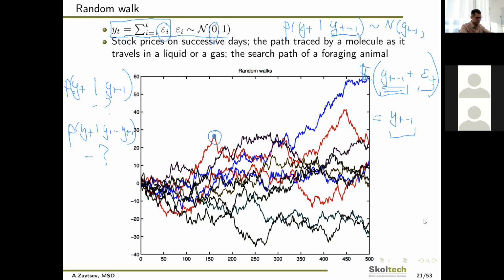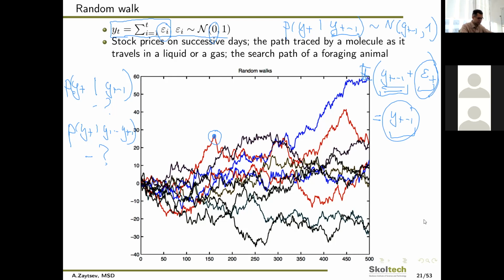One. Why? Because the variance of yt minus 1 plus epsilon t is zero plus the variance of epsilon t. Yes, they're independent, and also yt minus 1 is not a random variable, so it has zero variance. So what remains is the variance of epsilon t. Thank you, Polina. This is the correct answer.